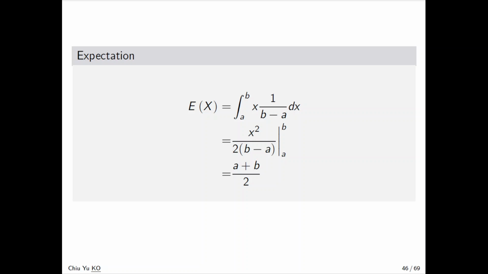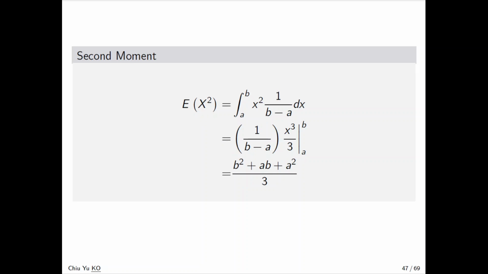Okay, so let's see the expectation. The expectation of x is the integral of x times the density function over the range between a and b. The constant 1 over b minus a can be taken out. Integrating x becomes x squared over 2, evaluated from a to b, so it's b squared minus a squared. Then you cancel out, and it becomes (a plus b) over 2.